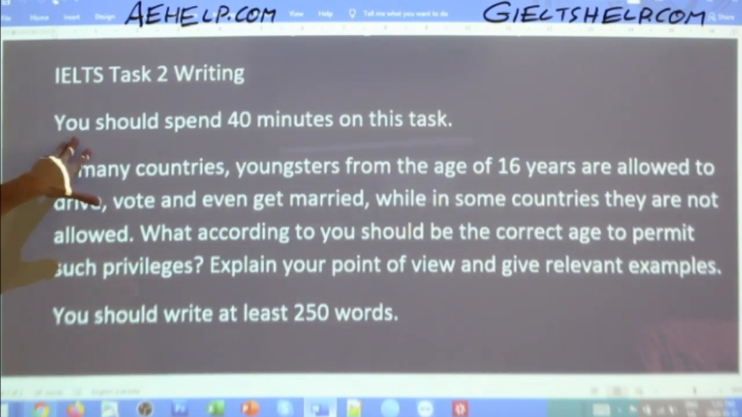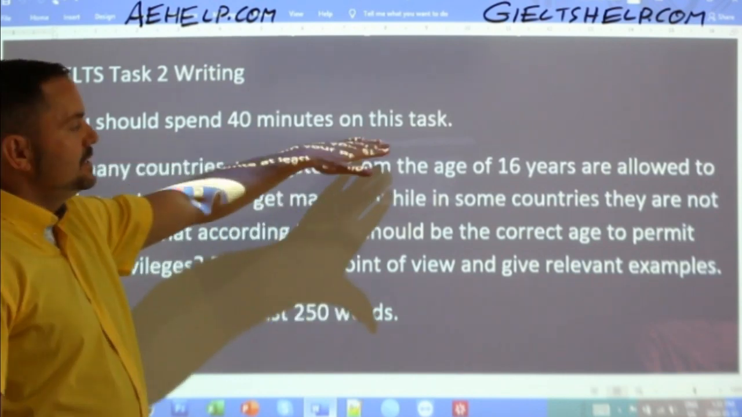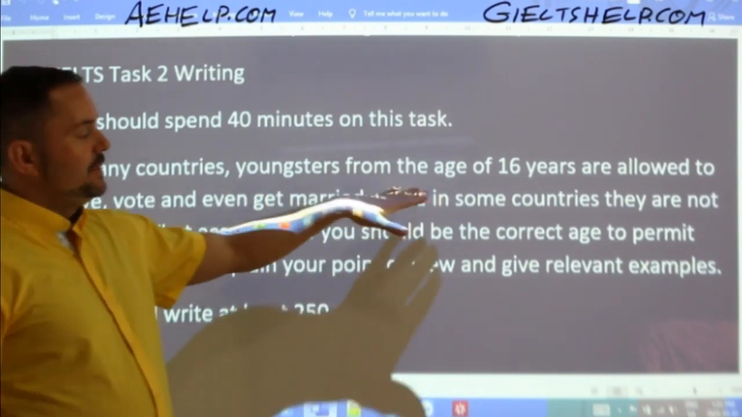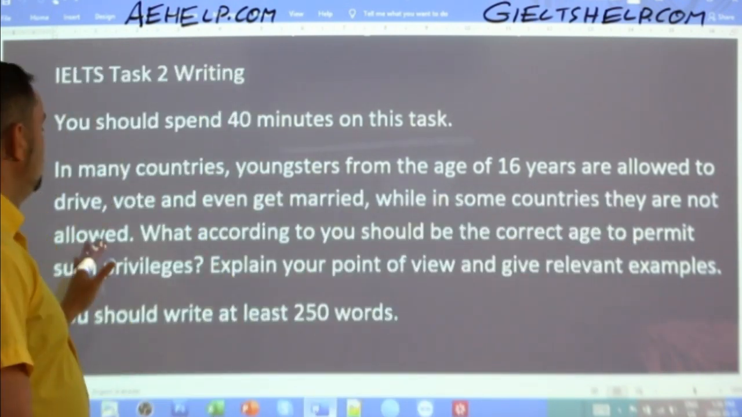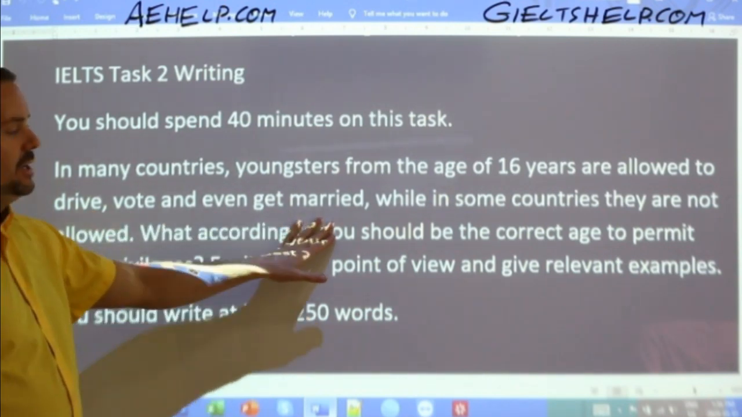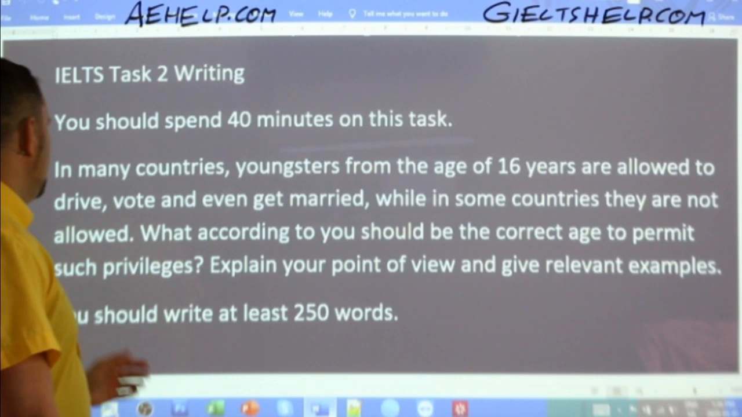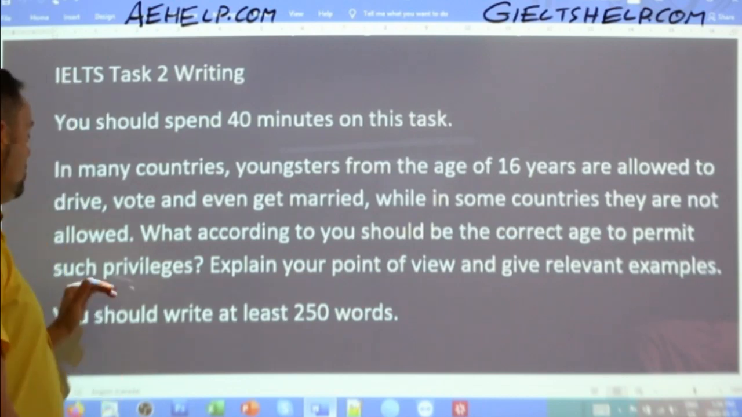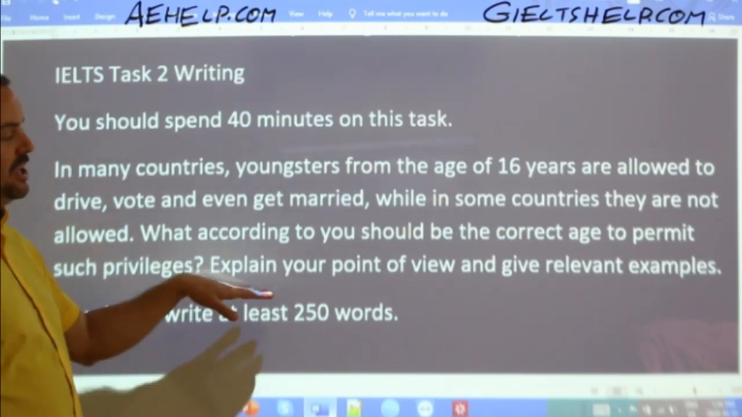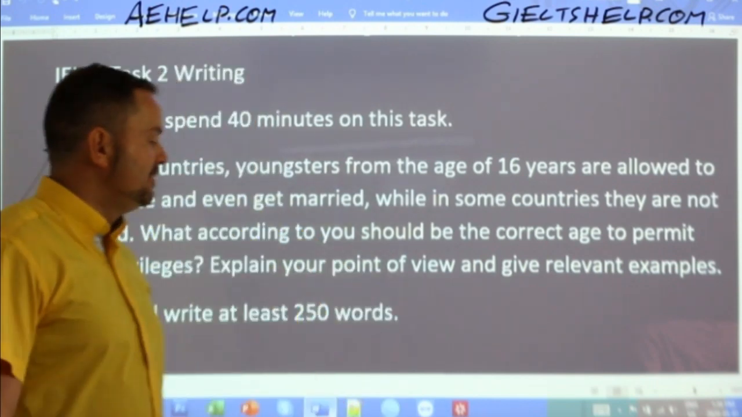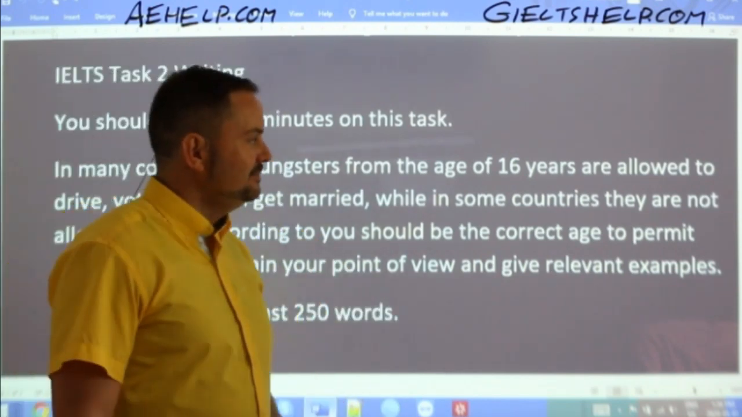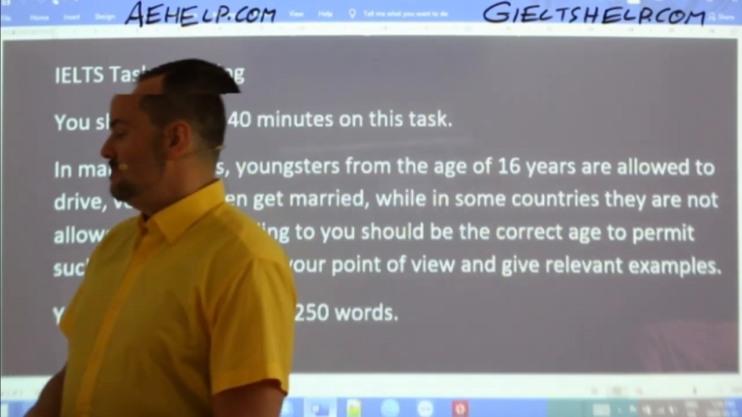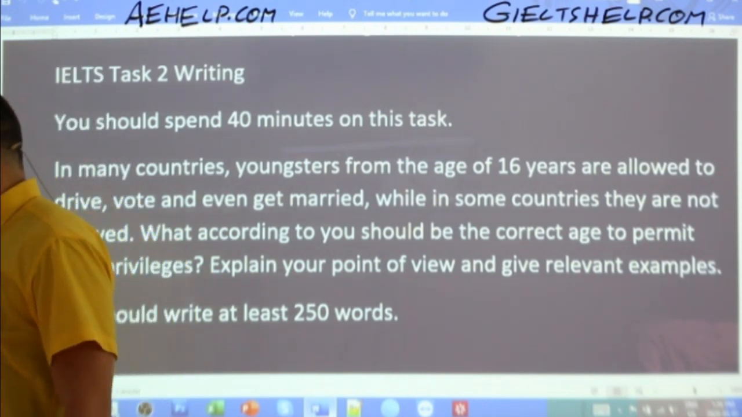Okay, so here we go. Let's read this together. You should spend 40 minutes on this task. In many countries, youngsters from the age of 16 years are allowed to drive, vote, and even get married, while in some countries, they are not allowed. What, according to you, should be the correct age to permit such privileges? Explain your point of view and give relevant examples. All right. Kind of interesting question, for sure. I think it's a very big question for many cultures around the world.